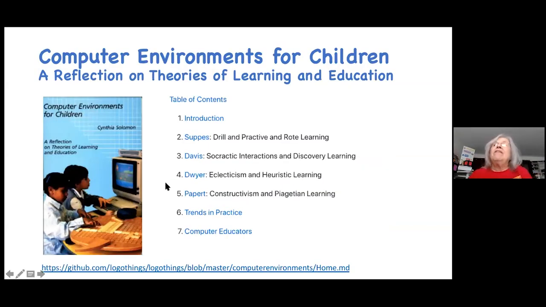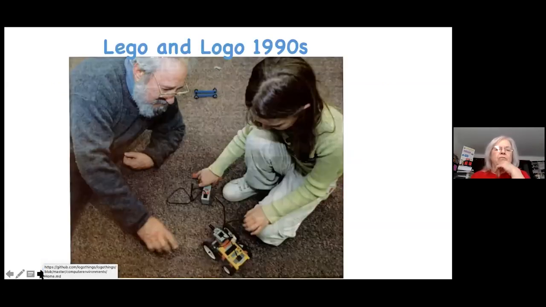And then this is more personal. I went back and finished my doctorate. And this is what I wrote. This too is online. It talks about 4 different uses of computers: drill and practice, Socratic discovery learning, heuristic programming, and constructivism and Piagetian learning. This is before the word constructionism became popular. Anyway, this is also popular.